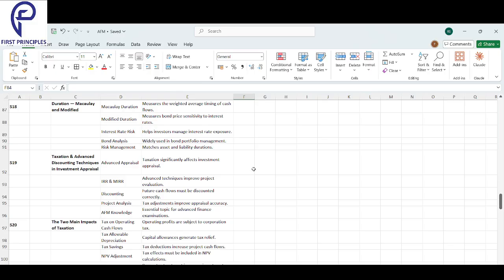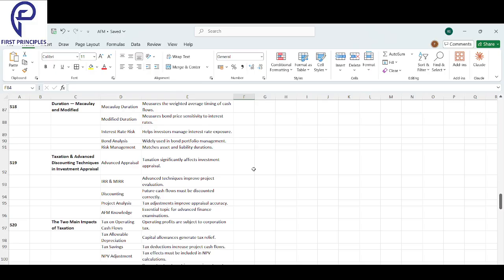Bond analysis and risk management. Bond analysis is widely used in bond portfolio management. Risk management: it matches your asset and liability durations. What is risk management? It matches your assets and liability durations.